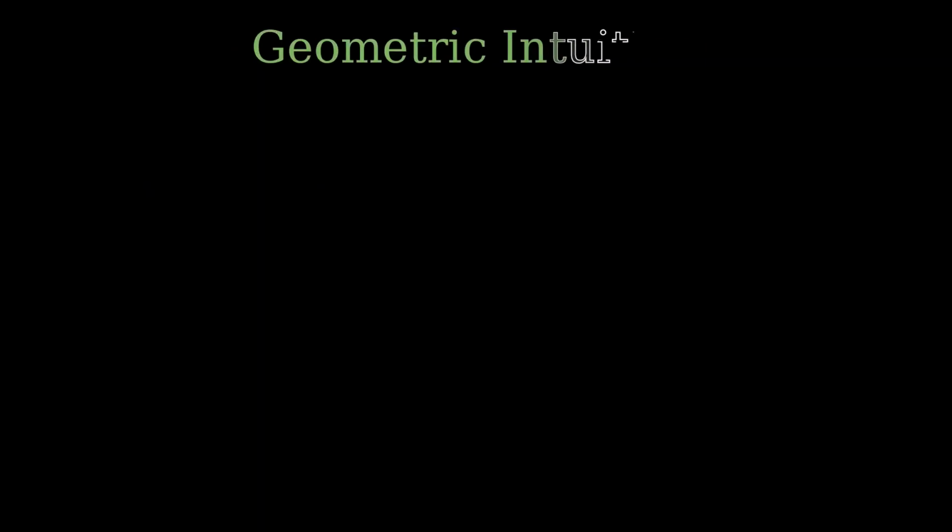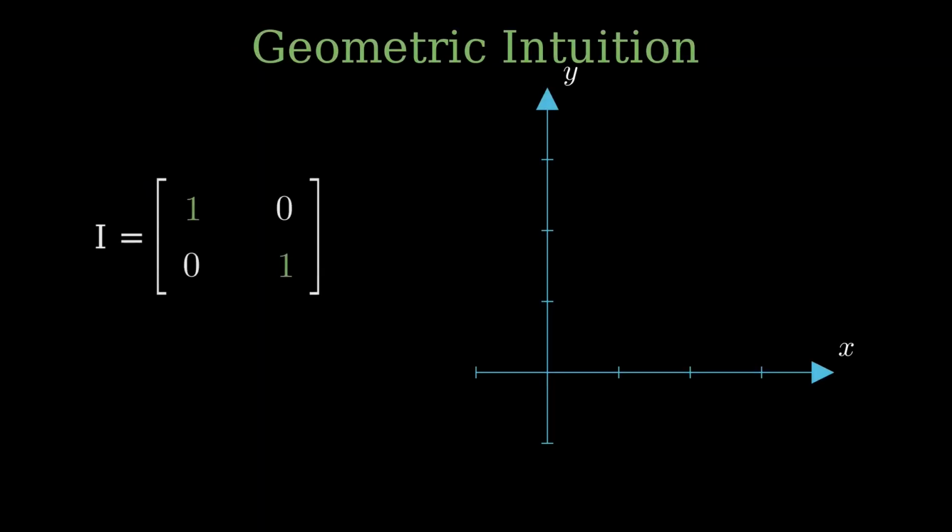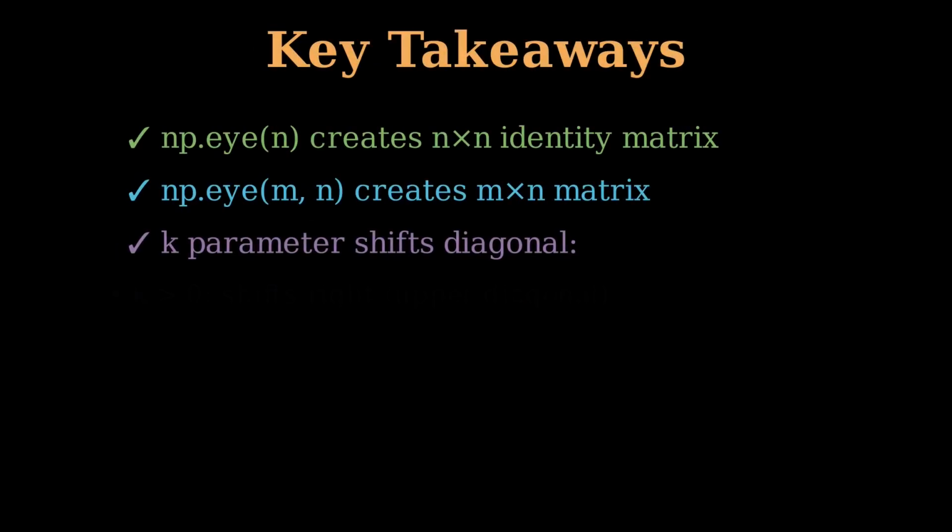Let's visualize what the identity matrix does geometrically. It's like a perfect mirror for vectors. Watch what happens when we multiply different vectors by the identity matrix. Let's recap everything we've learned about np.eye today.